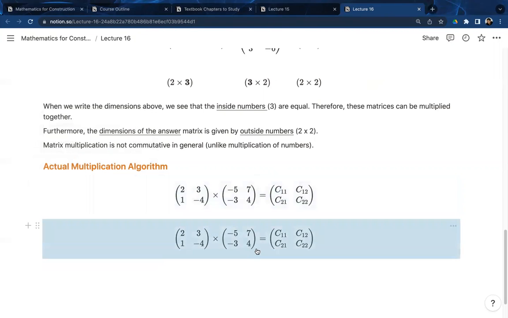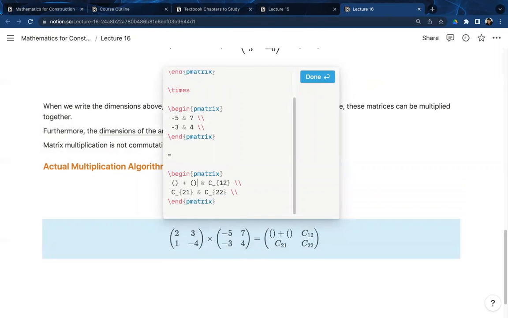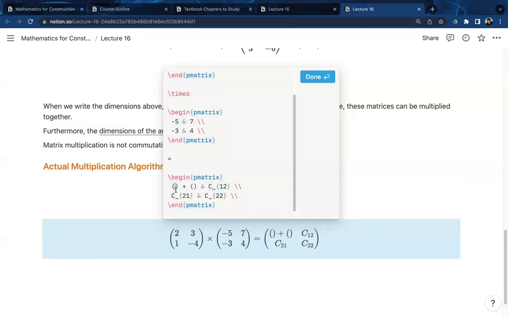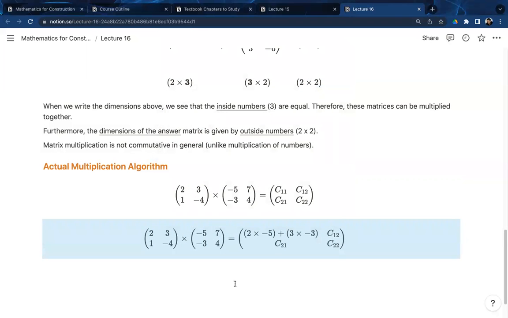So let me duplicate that, right? So this answer here is two things being added. What are the two things? 2 by negative 5 and 3 by negative 3. Okay, so that was first row, first column. The first row here multiplied by the first column here.